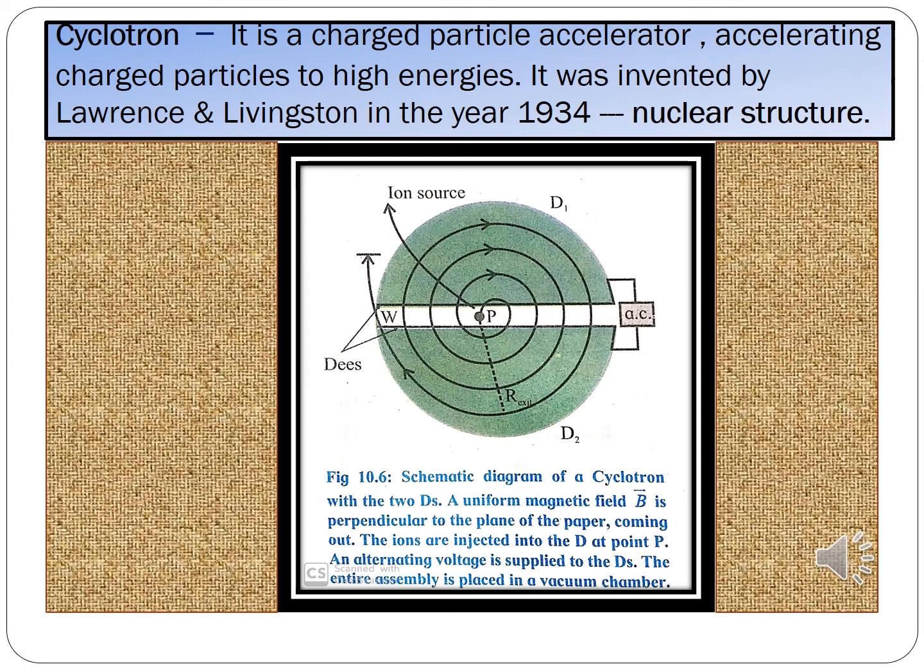A uniform magnetic field, capital B, is perpendicular to the plane of the paper, coming outwards, which can't be shown in the two-dimensional diagram. The ions are injected into the D at the point P, and an alternating voltage is supplied to the Ds. Therefore, the entire assembly is placed in a vacuum chamber.